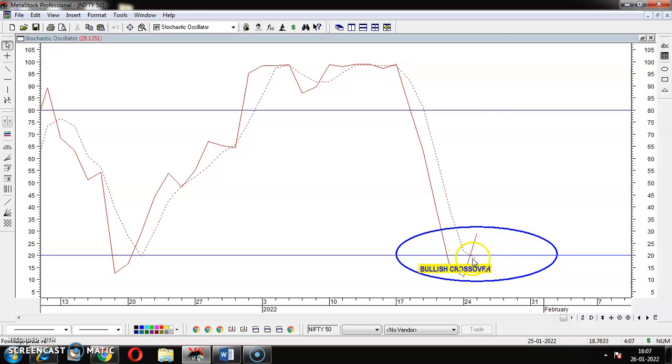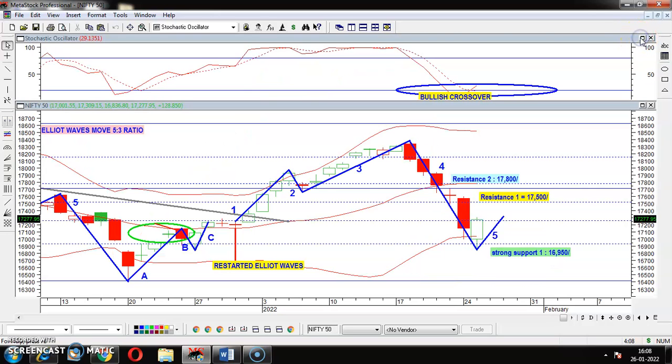And it has not only crossed the dotted line from below, but it also crossed the 20, which is known as more bullish. So as far as the stochastic is concerned, the momentum is bullish. As far as the relative strength is concerned, we have to wait for another candle. If we see another big candle, then we can confirm this is the fifth wave.